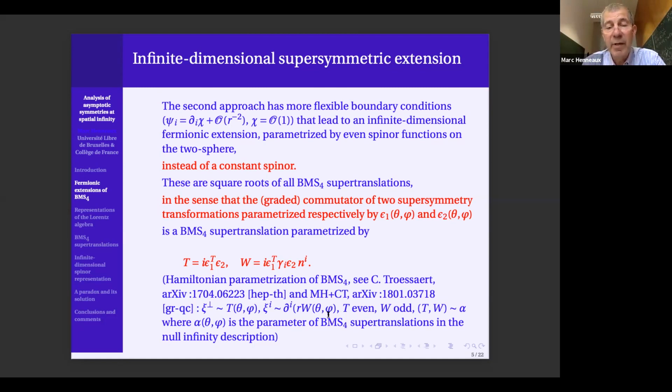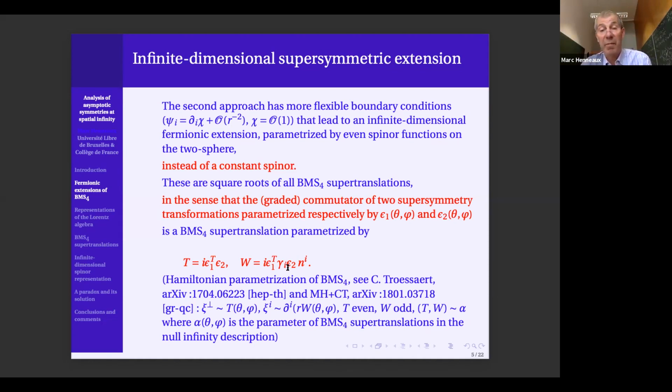I should say here that in the formula giving W, there is gamma I, these are the standard gamma matrices. There is also Ni, which is the normal to the unit sphere, which depends only on the angles. So W depends only on the angles. So it's indeed a function of theta times I. Okay, so this is what we found.